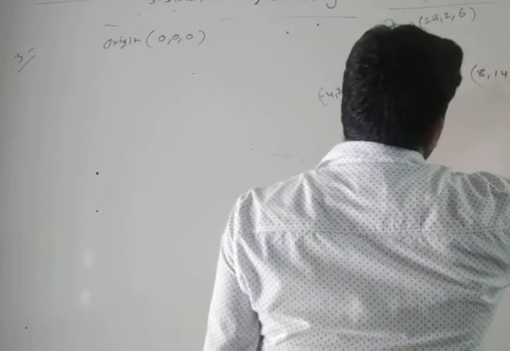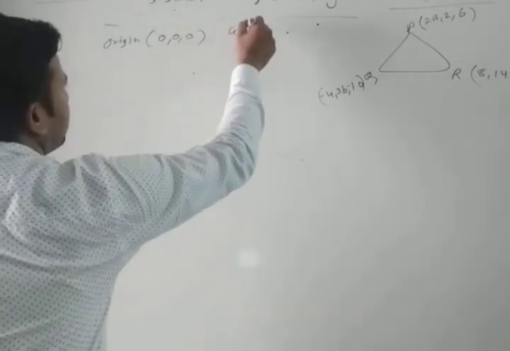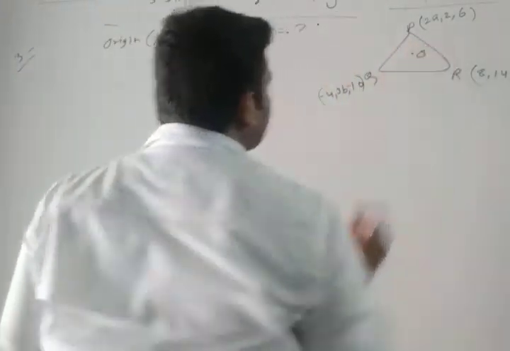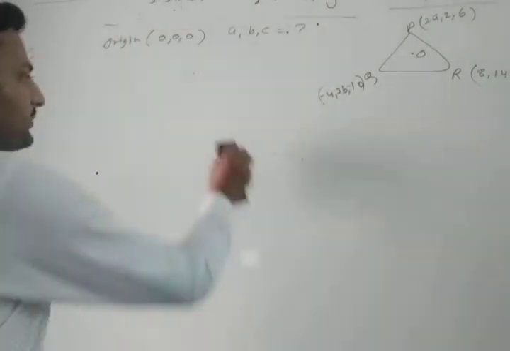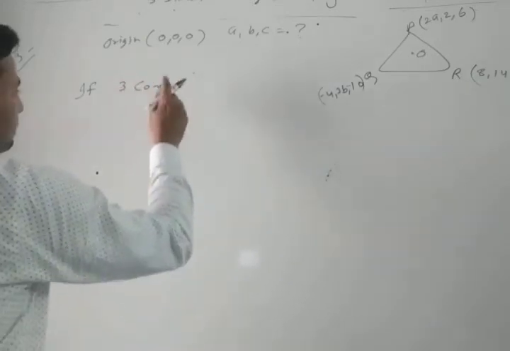We are given in this question that the origin is the centroid of the triangle PQR with vertices P, Q, R, and we have to find the values of a, b, c. And the centroid of this triangle is the origin. Now we know the formula of the centroid of a triangle, if three vertices are given.